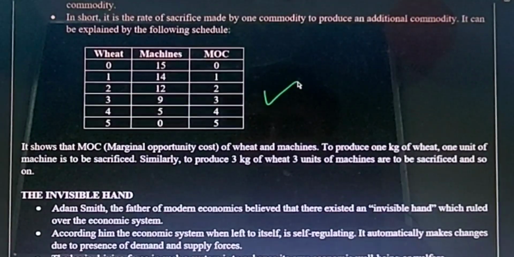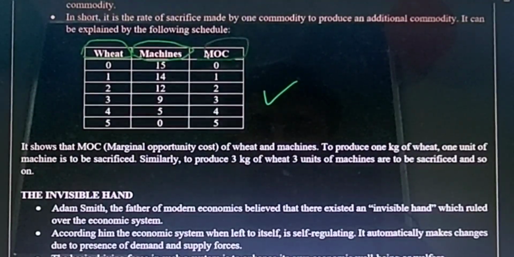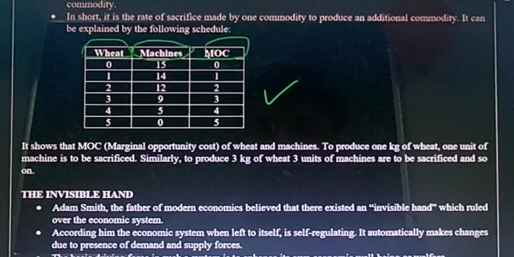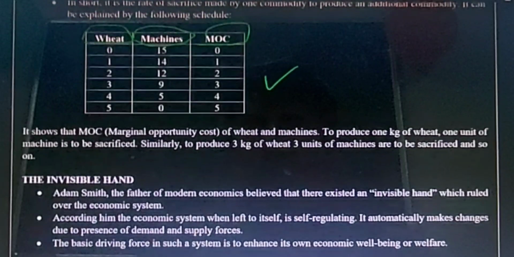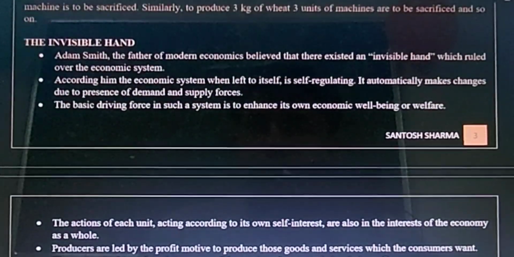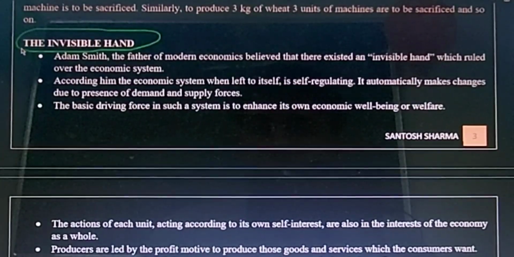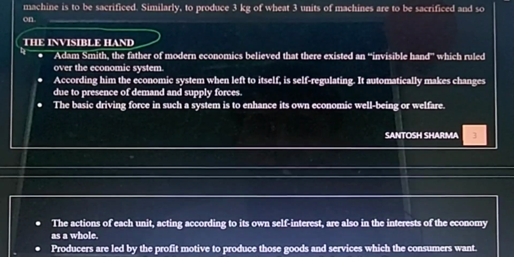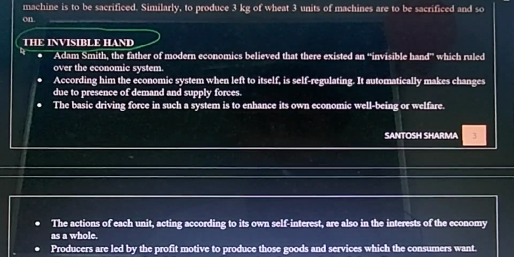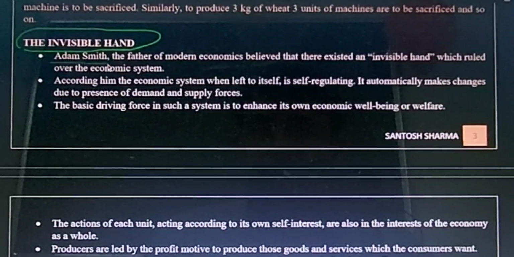So you can also draw this schedule. I have taken here wheat, the comparison between wheat and machines, and this is MOC. MOC is the marginal opportunity cost. So you can draw this table to expand your answers. Okay. The second part of this question is, you have to write a short note on invisible hand. Actually, this is a very important question for your TE exams also. Okay, so kindly pay more attention to this question, this concept. This concept was introduced by Adam Smith.